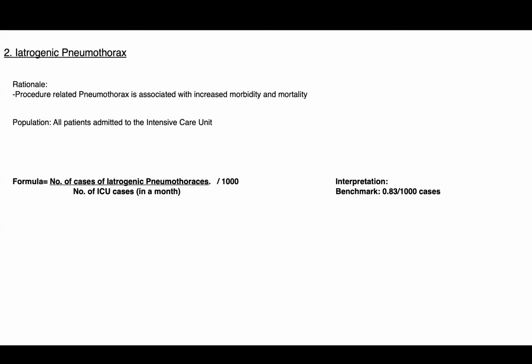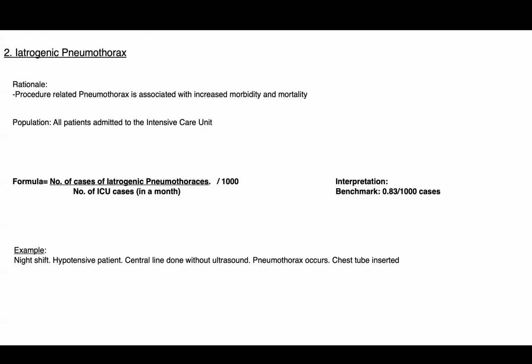So coming to iatrogenic pneumothorax rate, the rationale is procedure-related pneumothorax is associated with increased morbidity and mortality. The population includes all patients admitted to the ICU. The formula is pretty straightforward: the number of cases of iatrogenic pneumothorax divided by the number of ICU cases in a month, per 1000. The general benchmark is 0.83 per 1000 cases. These benchmarks are all taken from ISCCM.